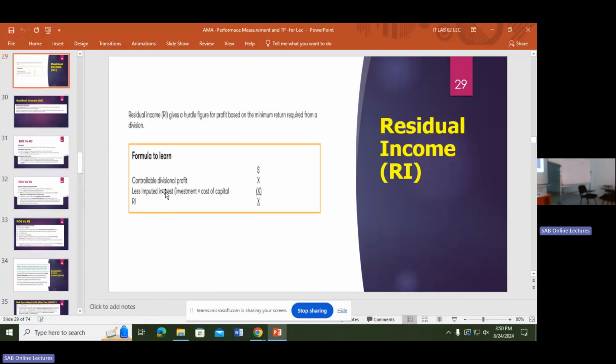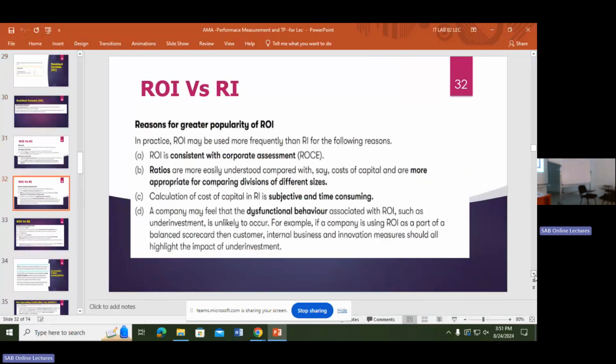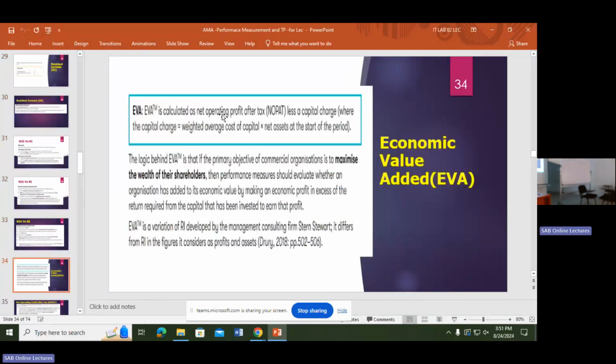But there is a small difference in this calculation. In residual income, the imputed interest or capital charges is the investment, the total asset, multiplied by cost of capital. Then in the economic value added calculation, you take net operating profit after tax less capital charges, where capital charges equal weighted average cost of capital times net assets at the start of the period. The net assets at the start of the period are the base. There is a small difference there.